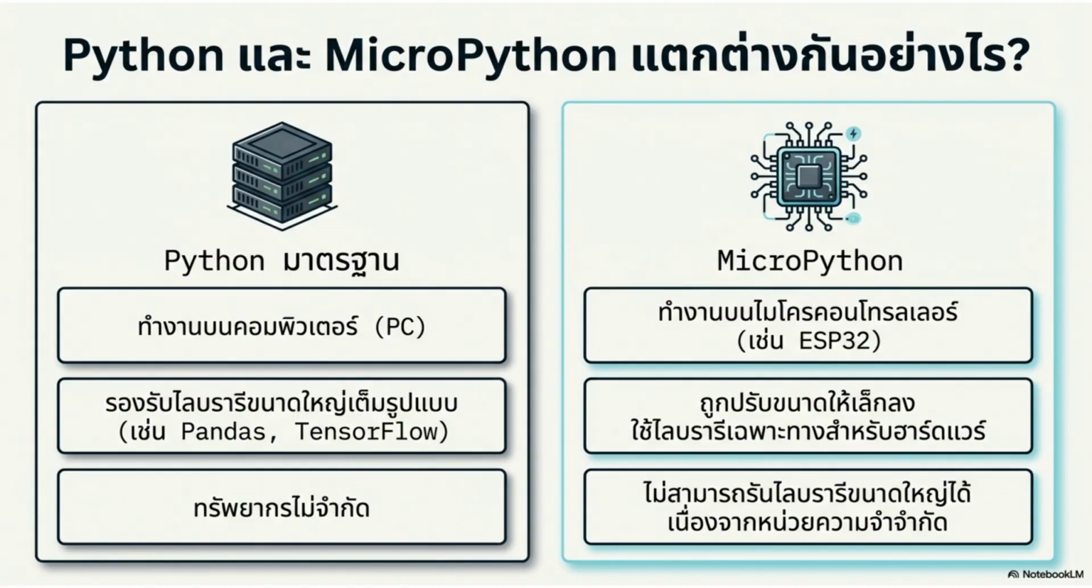What is the difference between standard Python and MicroPython? Standard Python runs on PCs with full-scale libraries and unlimited resources. MicroPython is scaled down for microcontrollers like the ESP32, using only specific libraries due to limited memory.